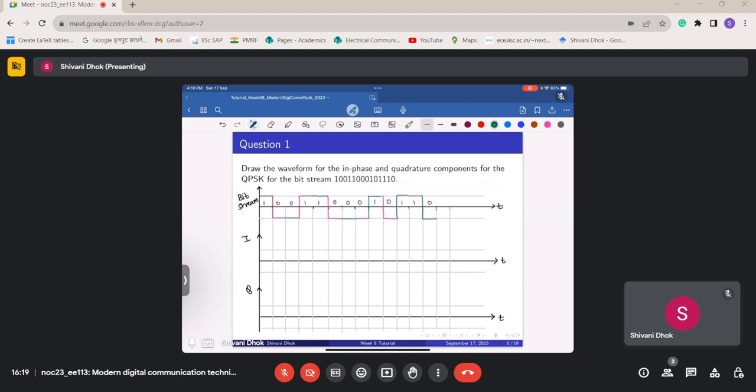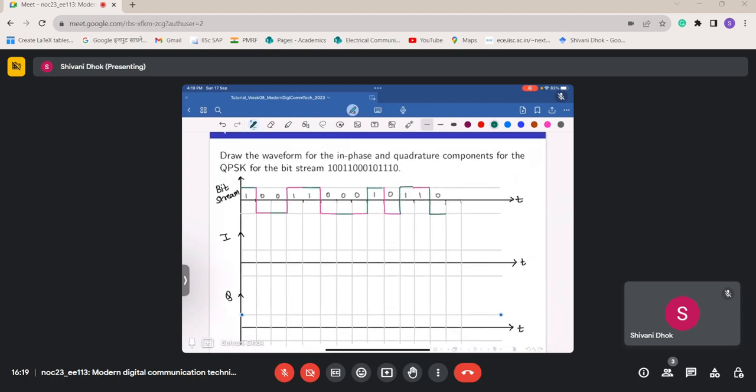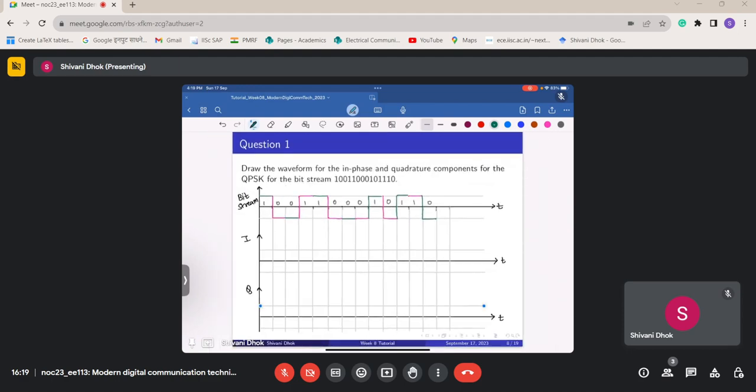Okay, so let us draw the in-phase component first. This is for QPSK, just for QPSK and not for offset QPSK. For in-phase, the first bit is transmitted for 2 time slots, 2 symbol durations, or 2 bit durations to be very precise. So we transmit this first one for 2 symbol durations like this.